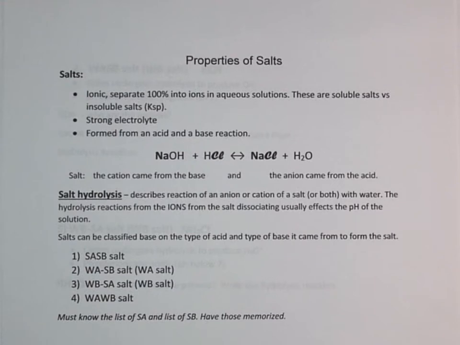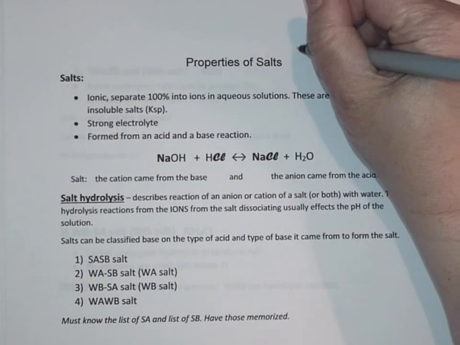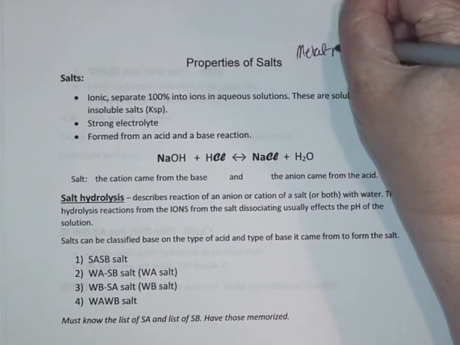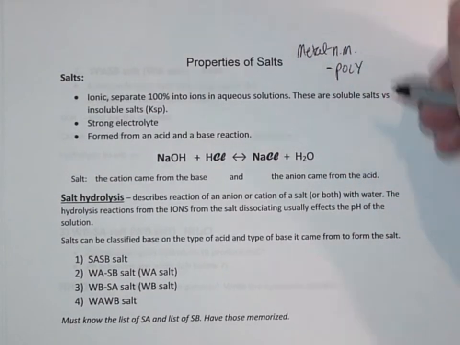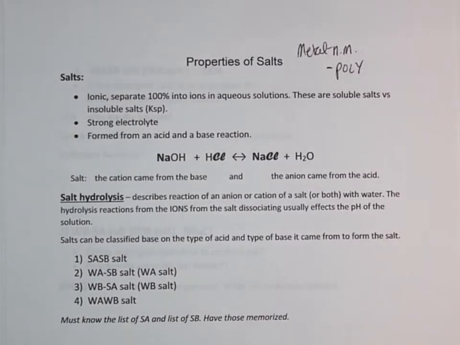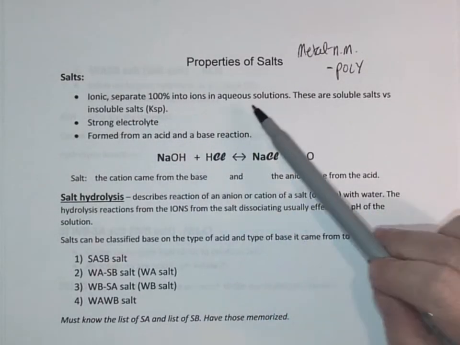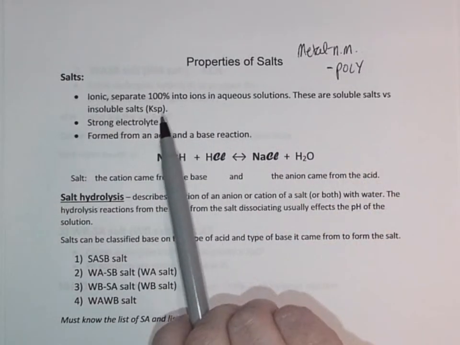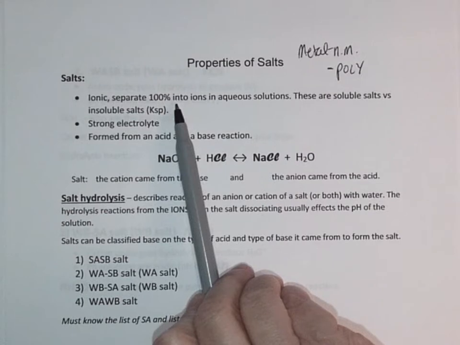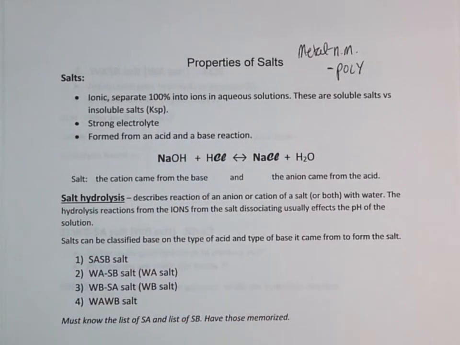And one of the properties of salts is, first of all, what is a salt, right? A salt is going to be anything that has a metal attached to a nonmetal or a metal attached to a polyatomic. So visually you can recognize a salt. So salts are ionic, which means that when they go into an aqueous solution, these salts are going to separate into ions, 100% into it.